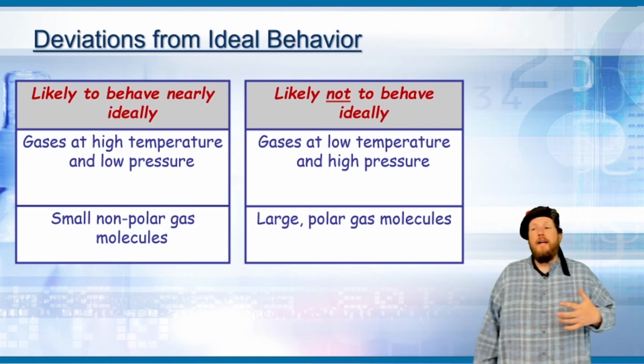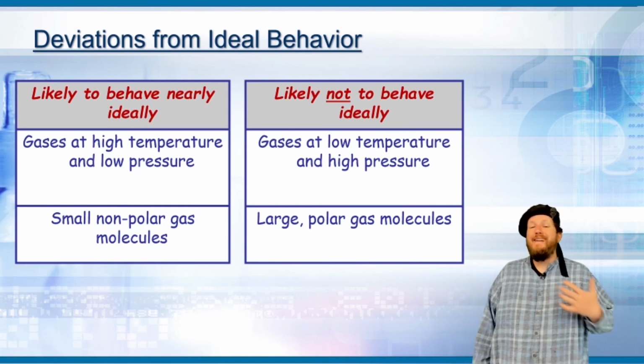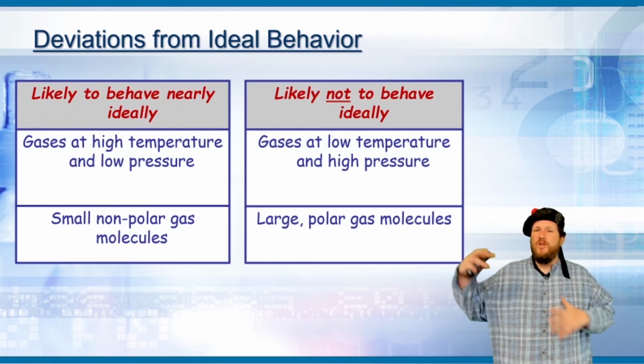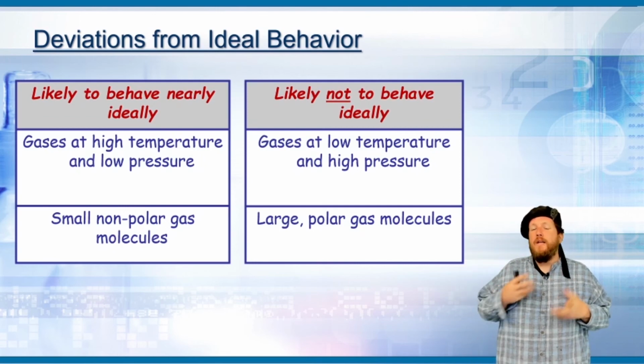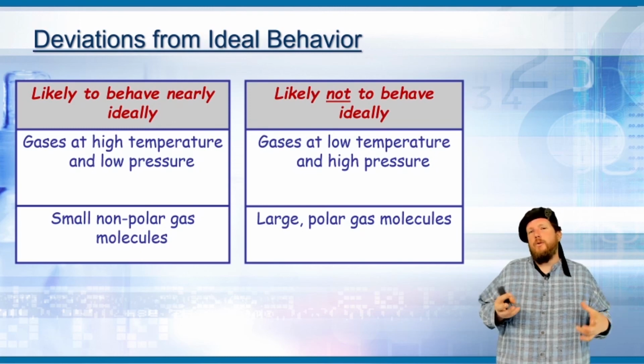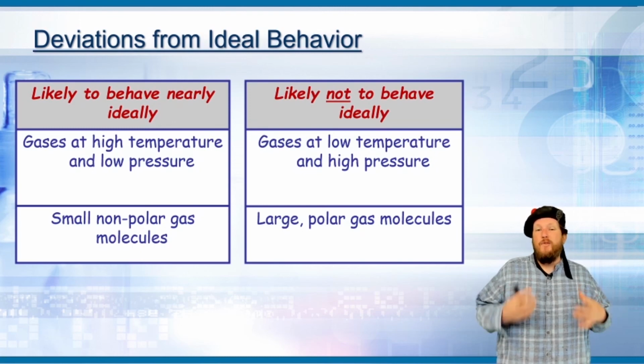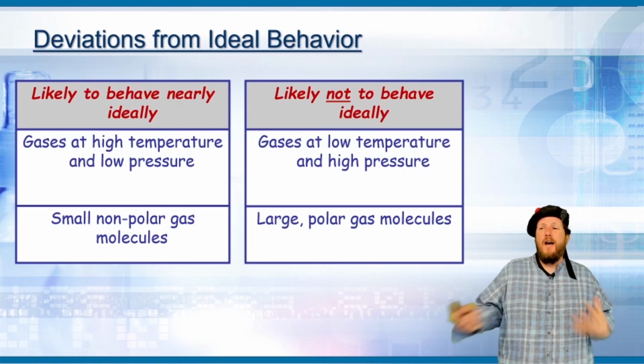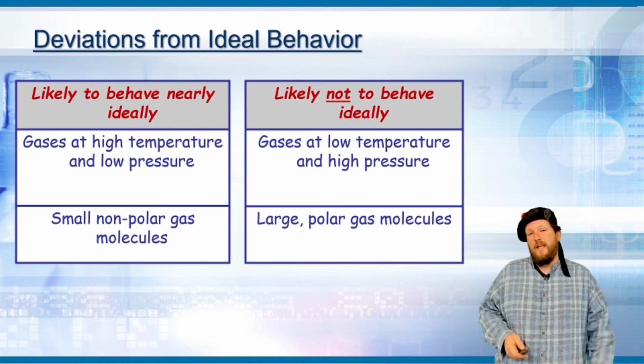Real gases are likely not to behave ideally at low temperature and high pressure. Once you start putting them close to one another, you start to see the effects of their intermolecular attractions and their volumes. Large polar gas molecules, things that have a lot of volume and a lot of intermolecular forces, deviate the most.